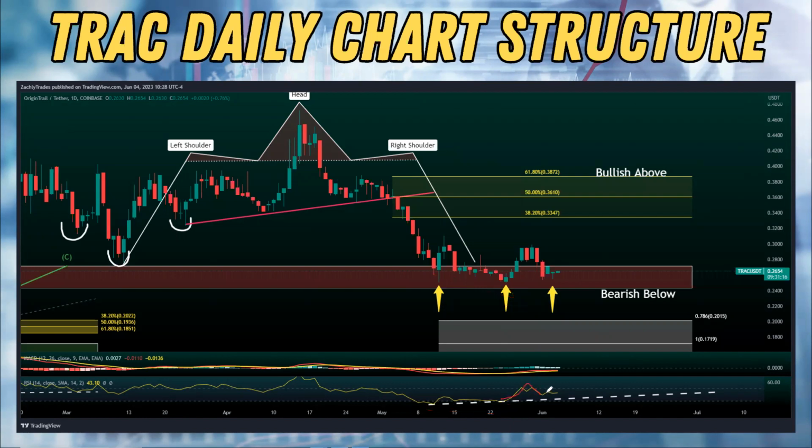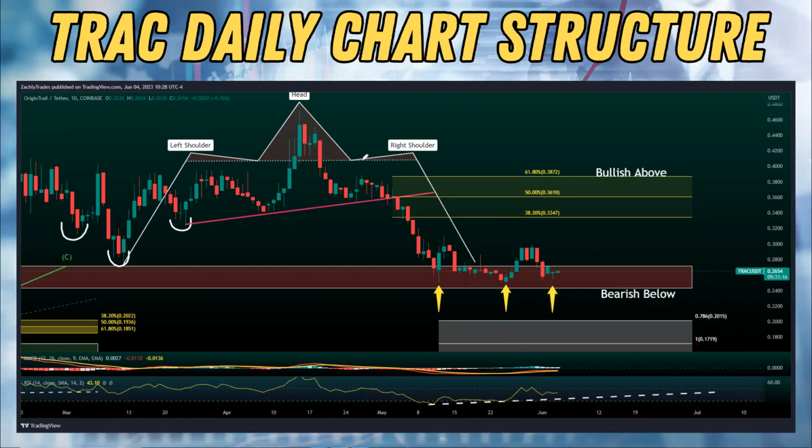If we do drop some more on TRAC, this is going to be an area to look at the TRAC coin for potentially a bounce if we come down and retest that bullish divergence trend line. That's definitely an area I'll be looking at. Ultimately, if we break below our demand zone and flip this to resistance from support, we're going to be bearish below there, and we have price targets of 0.2015 and 0.1719.